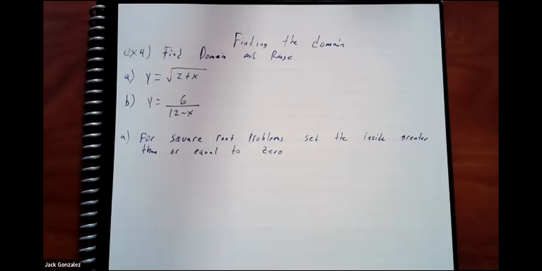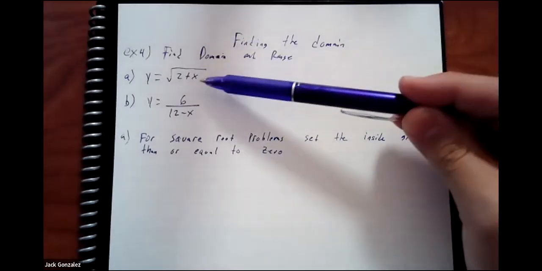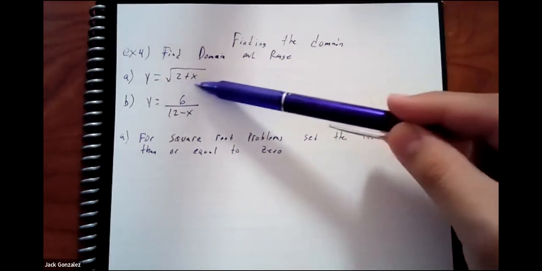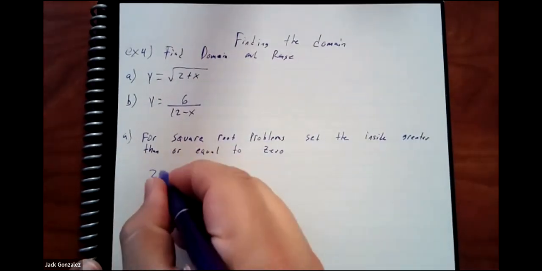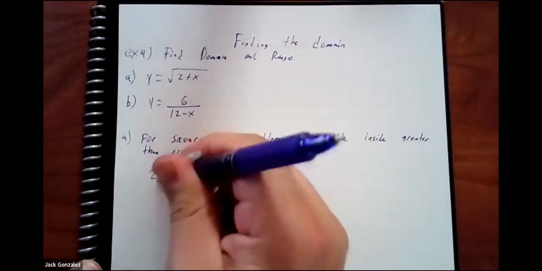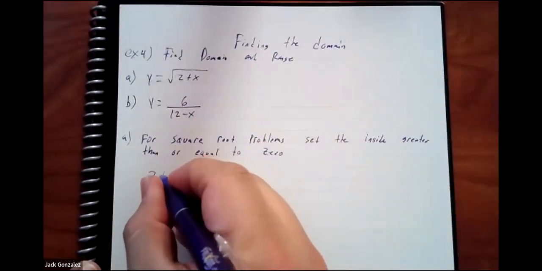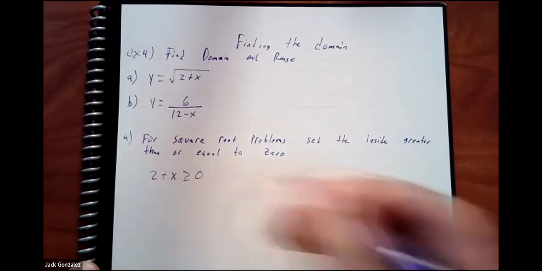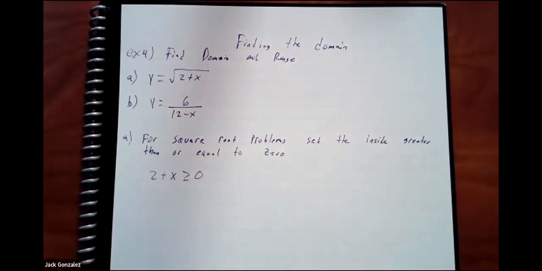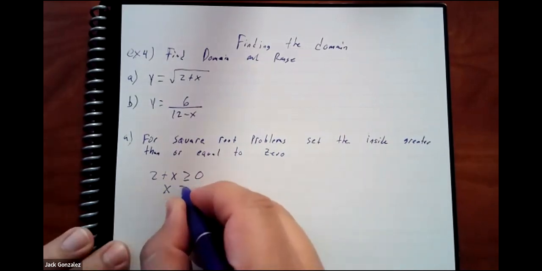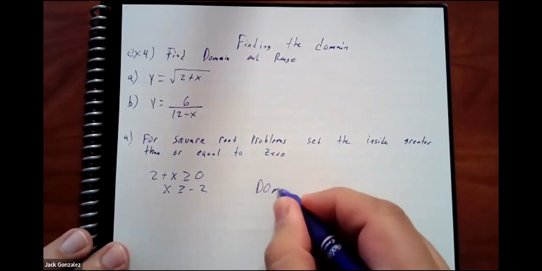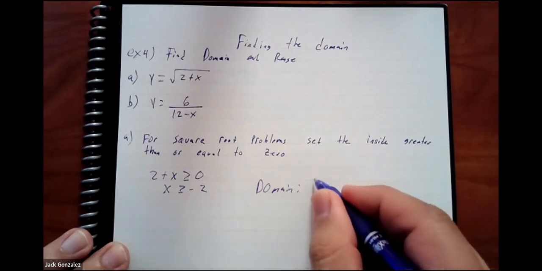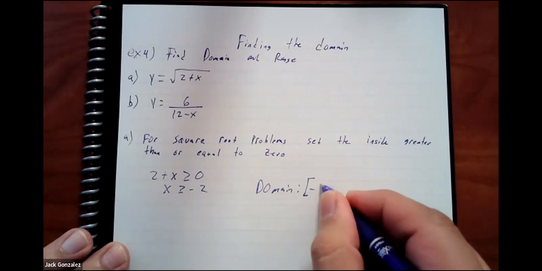All right. So for square root functions, you have to look at the inside and find out when it's greater than or equal to 0. So that's how you start. Once you've determined that, you'll know the domain. So for x, that'll be greater than or equal to -2, right? So the domain is going to be -2 to infinity.